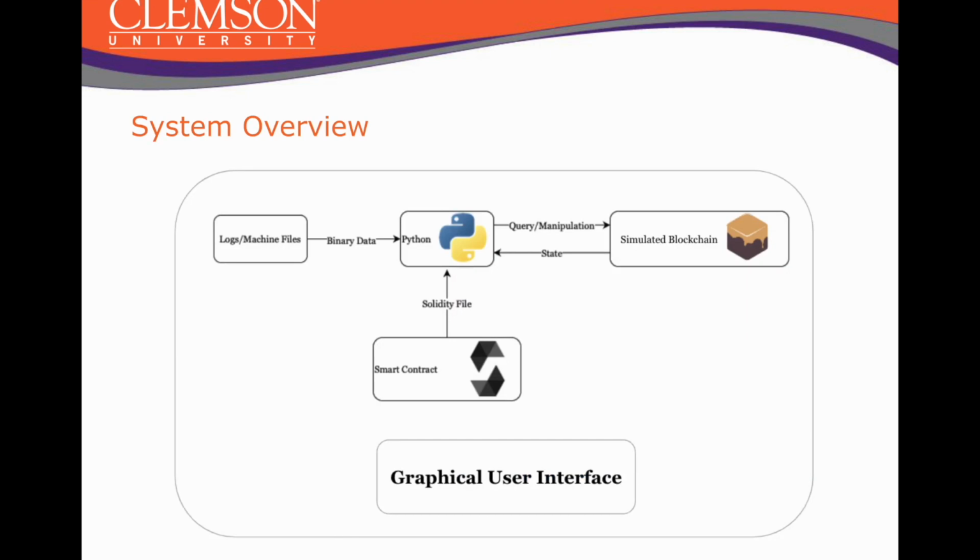Some overview of our application. You can see Python is really the centerpiece of this app. What it does is it looks for the logs and machine files, reads that data in, and then it compiles the Solidity smart contract, deploys that contract onto a chain, and then submits all of the metadata that we parse out of this file to the blockchain as well. And then Python also queries the state of the blockchain and displays that in our graphical user interface. It should be noted that all of these functions are wrapped within the UI.